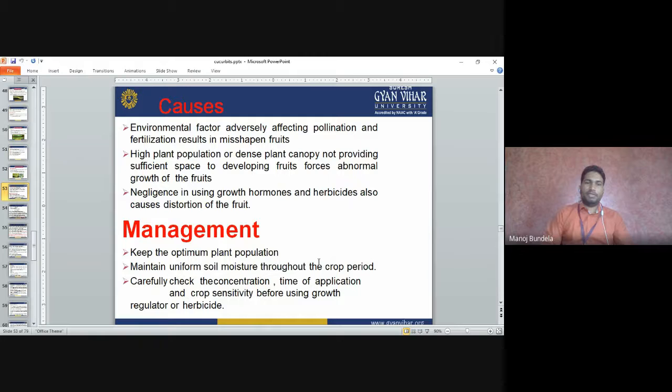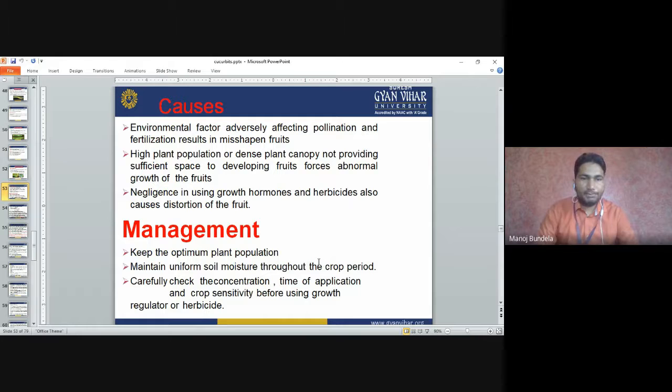And if the fertilization is not proper due to environmental conditions, the fruits will not develop properly. Negligence in using growth hormones and herbicides also causes this. If we use a large quantity of growth hormones or herbicides, that also causes the fruits to be misshapen.